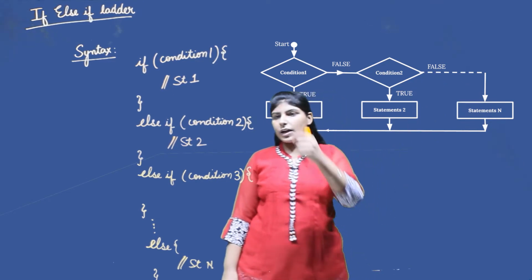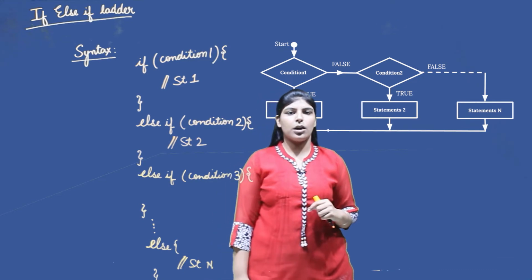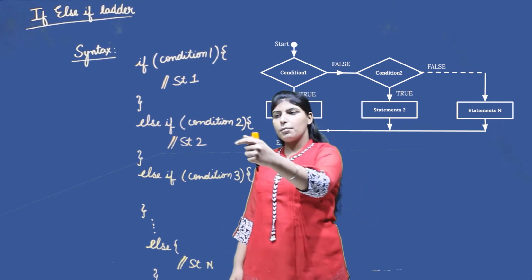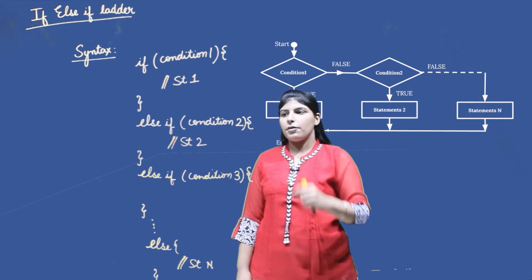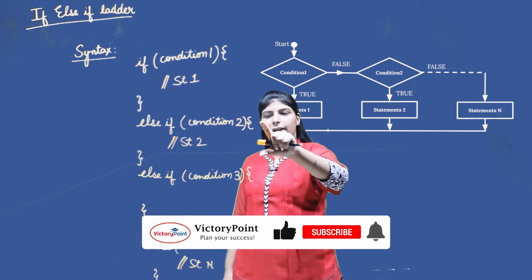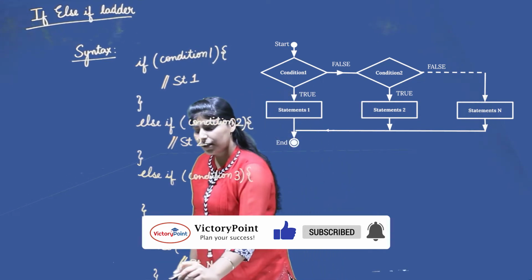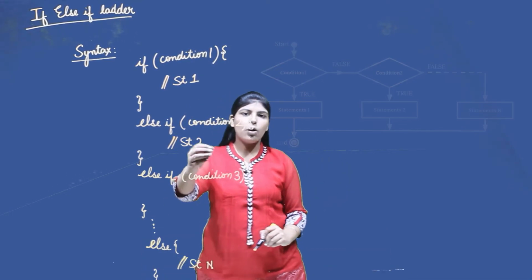Now what if condition 2 and condition 3 both are true? Which block will be executed? In this case, block 2 will be executed. Whenever a condition is true, I execute that particular block and then the control comes out of the whole ladder. I do not check any subsequent condition.